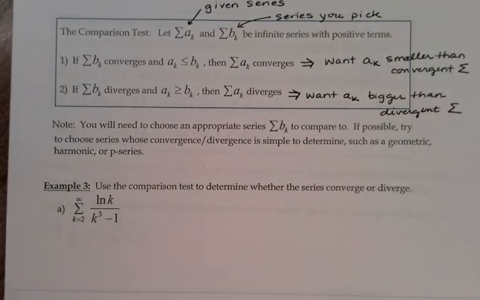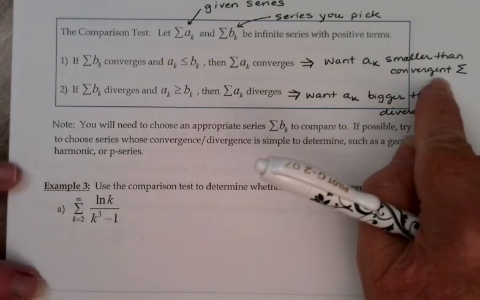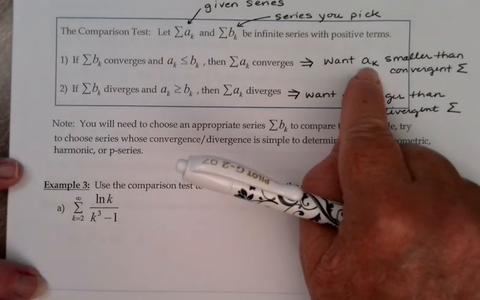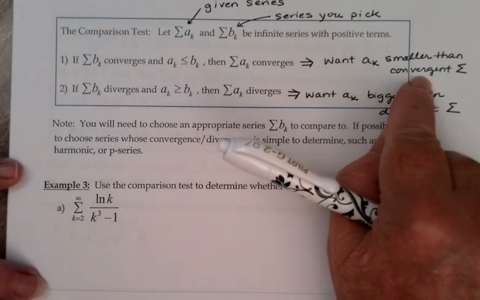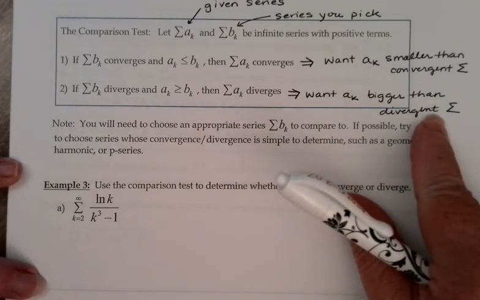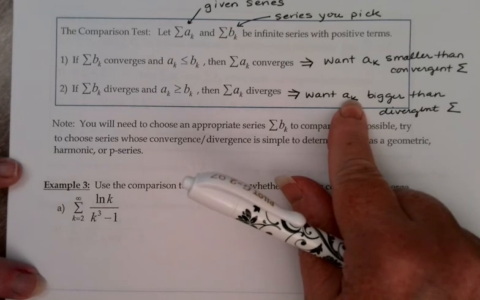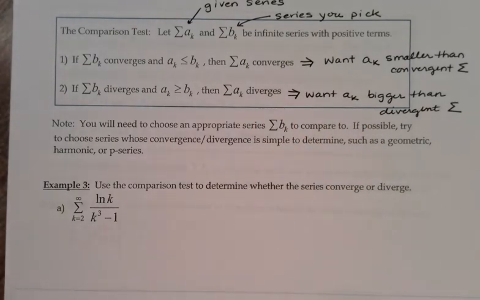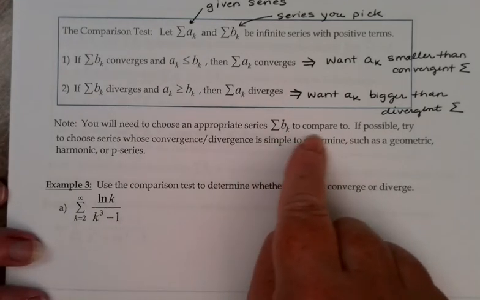If we think about that for just a moment, hopefully it makes sense. If I have something that I know converges, and I've got numbers smaller than that, if it's smaller than something that already converges, it's got to converge. Conversely, if I have something that I know diverges, and my numbers are even bigger than that, then they must also diverge. So, our goal here, and the trick to this, is always going to be picking a good series for the b sub k. So you're going to need to choose an appropriate b sub k to compare to.